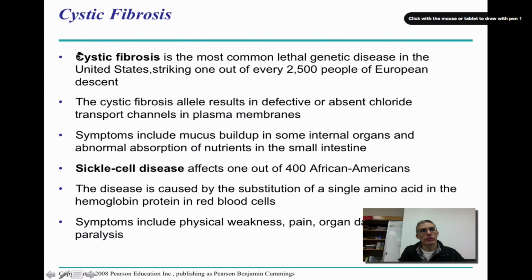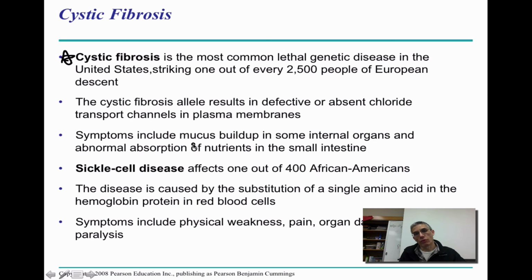Cystic fibrosis is another good example of a recessively inherited disorder. It's actually the most common lethal genetic disease in the United States. It strikes 1 out of every 2,500 people of European descent. It results in a defective or absent chloride transport channel in the plasma membranes, typically in the respiratory system.